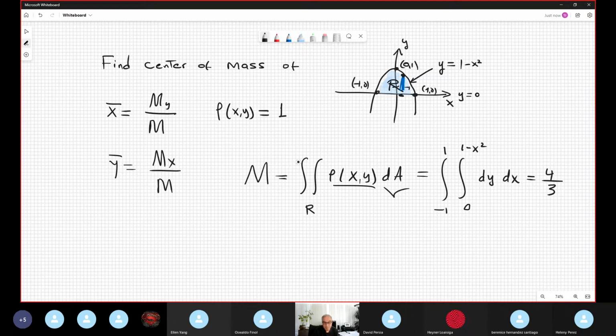And the answer is 4/3. This is the mass. Of course, this density is kilogram per centimeter squared, because you neglect the third dimension, and this mass is just in kilogram.